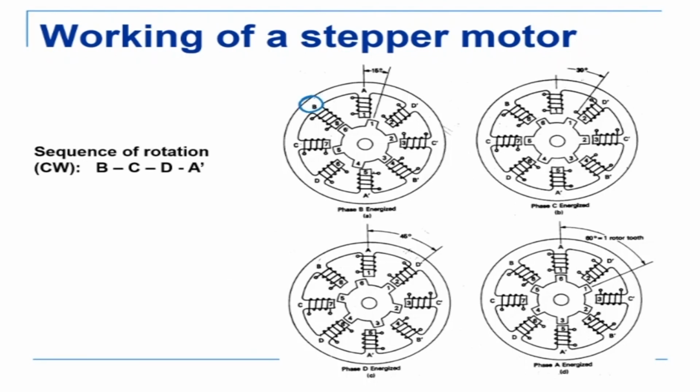You can see that the corresponding tooth number 6 has aligned with the pole B. Then I'm going to actuate C. Once you actuate C, this tooth will go here, then actuate D, so this will go here, then actuate this one, then this goes here. So you can see that this is number 1, number 2, number 3 and number 4.